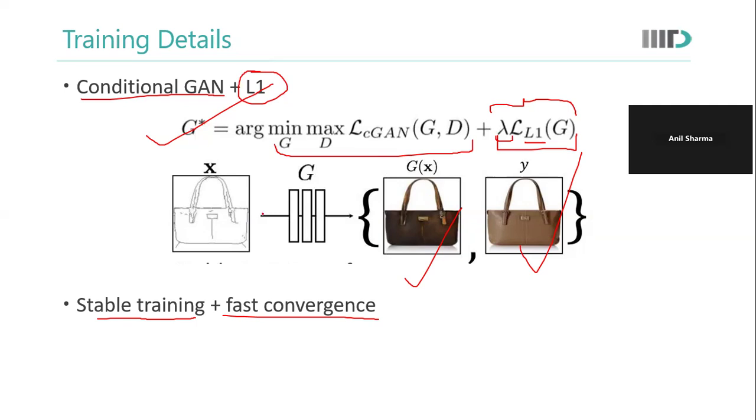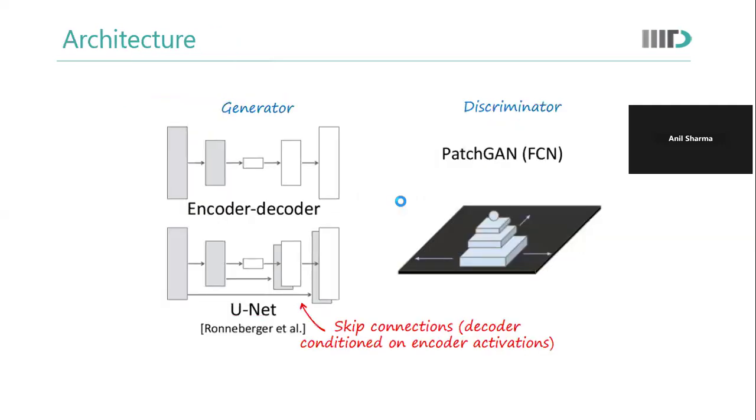Till now we have only seen that in the DC GAN we were upscaling, generating an image from random noise by upscaling. But here the input is an image, and we have to generate an image of the same dimension. So what can we do? There is a model called PatchGAN.